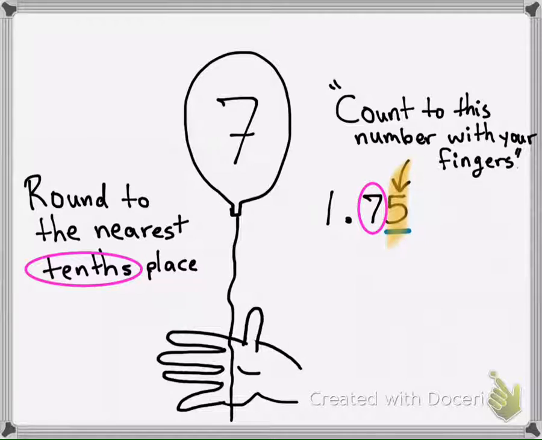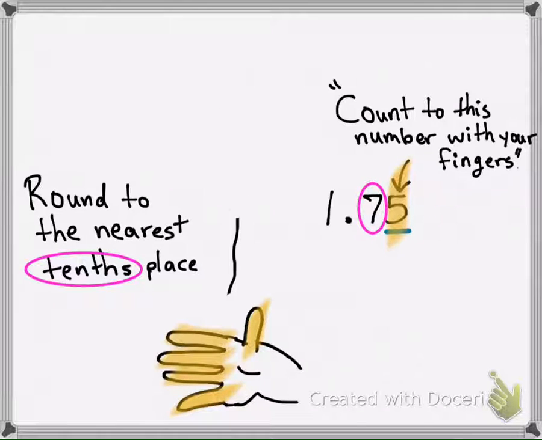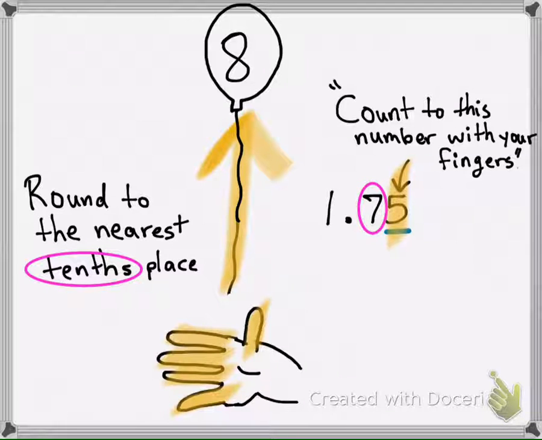So we count 1, 2, 3, 4, 5. And when you open the hand, what do you think happens with the balloon? Well, you're right, it goes up. And if it goes up, now it's going to go up to the next number, which is an 8. So my final answer, after we get rid of the 5, because we already counted till 5 using our hands, is going to be 1 and 8 tenths.